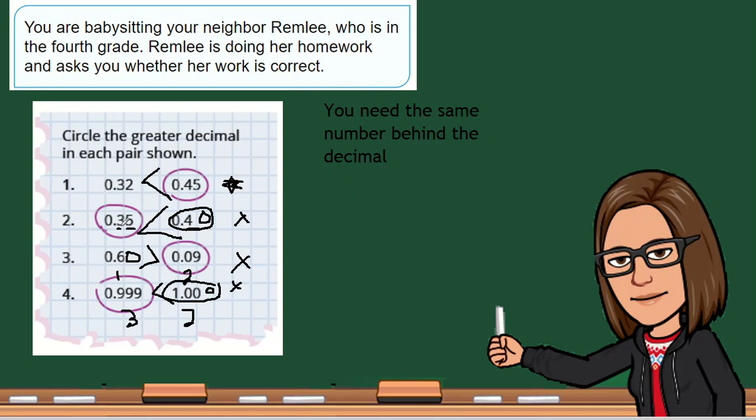And then you can just look at it. 35 compared to 40, 35 is smaller. 60 compared to 9, 9 is smaller. This one's a little bit different because it has a whole number, but always add zeros to make it the same amount of decimals behind it. So hopefully that helps you to compare your decimal numbers.